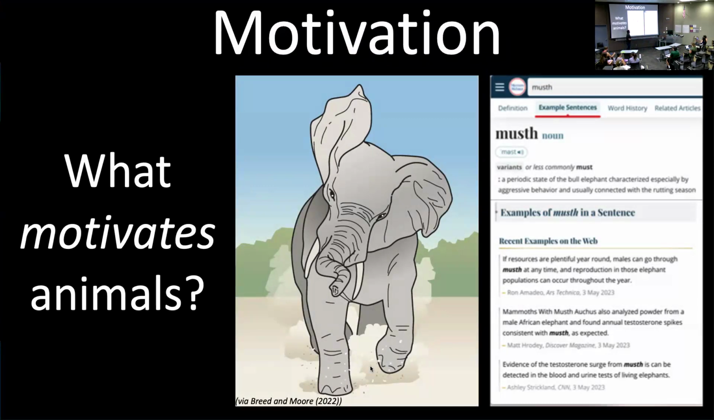So as an example here, this is kind of a cartoon of an elephant in musth, which is a behavior that elephants will often get into during or right before the reproductive season. If you were to look up a definition of musth, it's a periodic state of a male elephant characterized especially by aggressive behavior and usually connected with the rutting season, so the mating season.